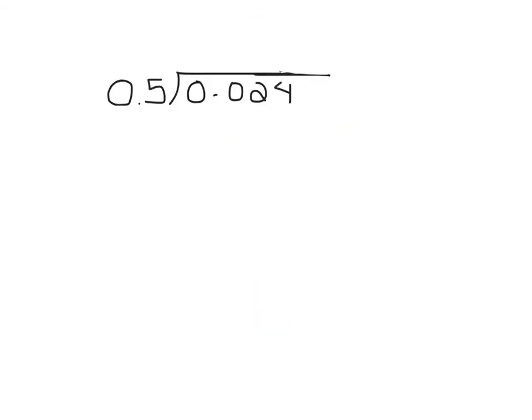Okay, let's take a look at one last example. So here I have my decimal, and I need to move that over one place, and I move this over one place. Going to rewrite this so that it's a little neater. So I have 5 now going into 0.24.